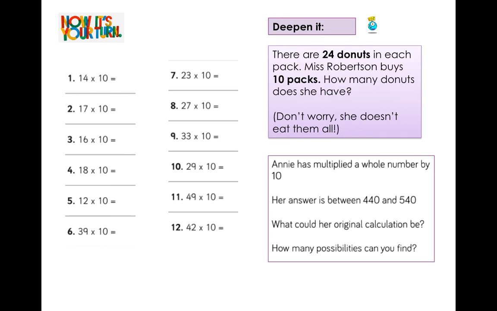I hope that video has helped you multiply by 10. Remember, when we're multiplying by 10, everything moves one place to the left, and then we need to add a placeholder 0 into that empty space, don't we?